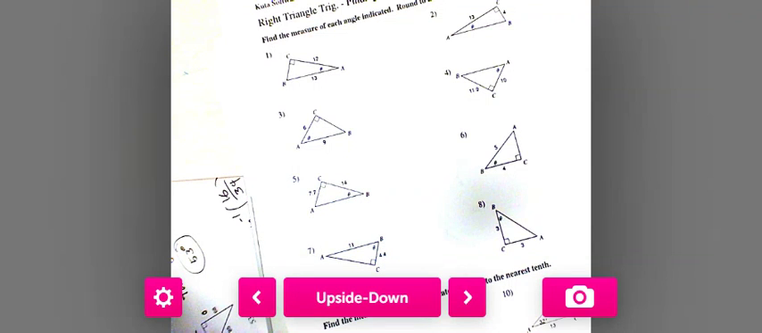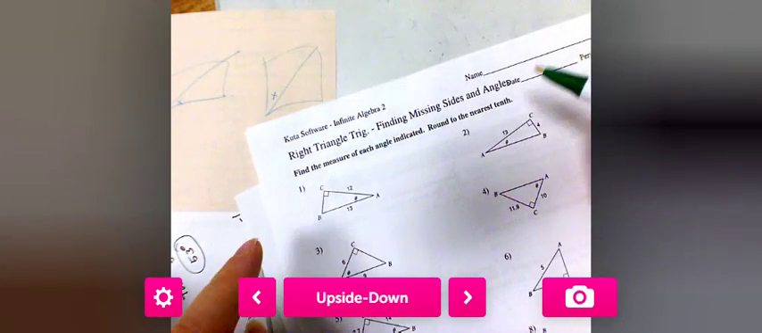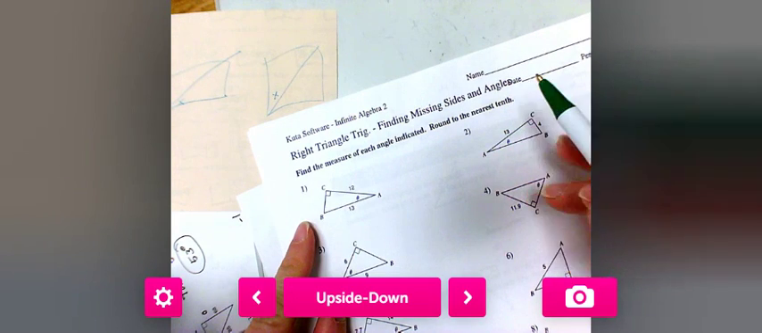So we're just looking really briefly. I want to make sure we know how to do each of these sections. So I'm going to do find the measure of each angle indicated rounded to the nearest tenth. Tenth means 1 decimal point afterwards.